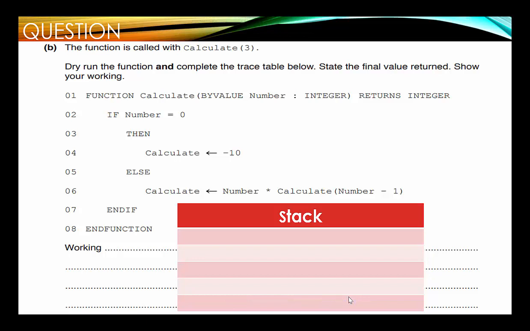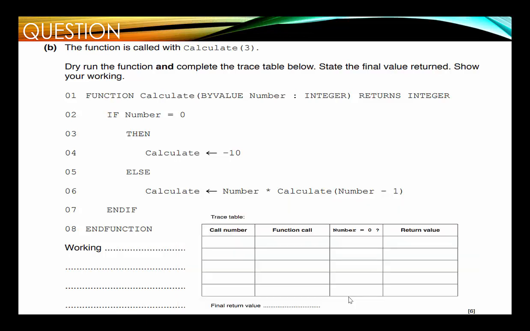So now let's take a look at the trace table and figure out how to fill this out so we can get full points for our working. In call number 1, what was the function call? That was calculate(3). Is number equal to 0? False. It's not equal to 0. So what does that return? That returns number times calculate(3 minus 1), which is 3 times calculate(2).